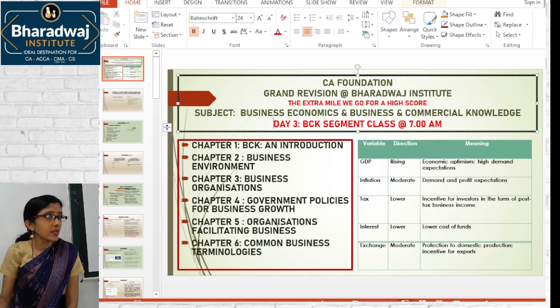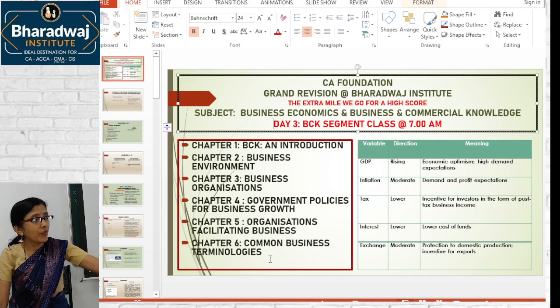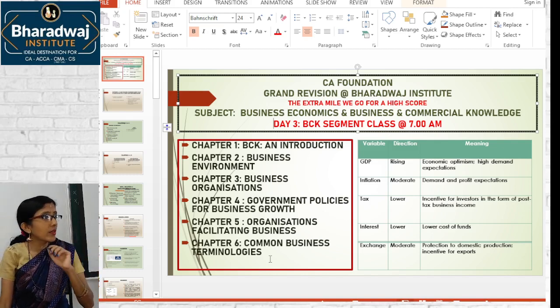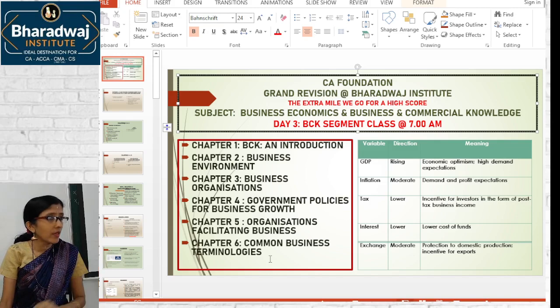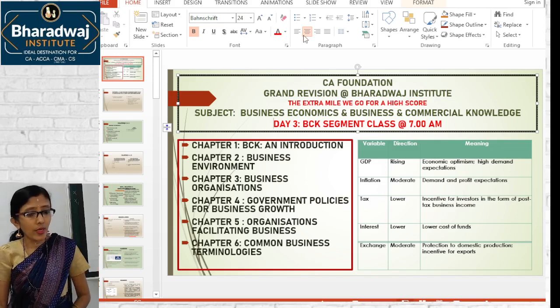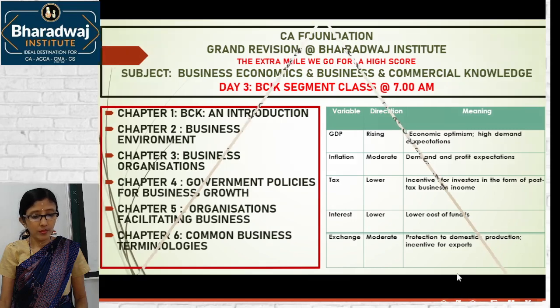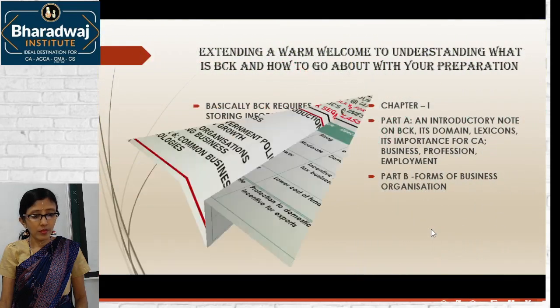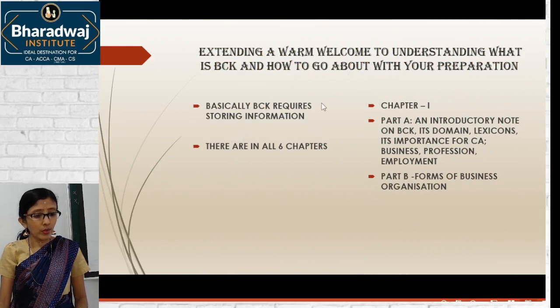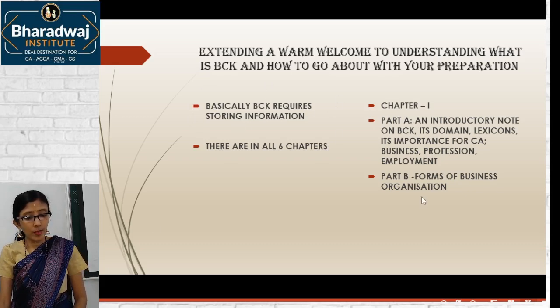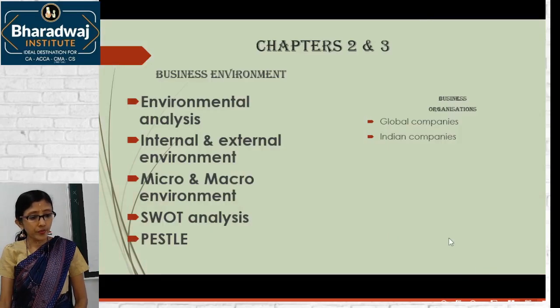And chapter 6 is the term with a meaning. It is from finance, stock, basically, and marketing, other business terminologies, banking, etc. Okay, so now let's move on. So this is what I was telling you: when you go about your preparation, ensure that you're going to store information, and all the 6 chapters have been outlined for you.